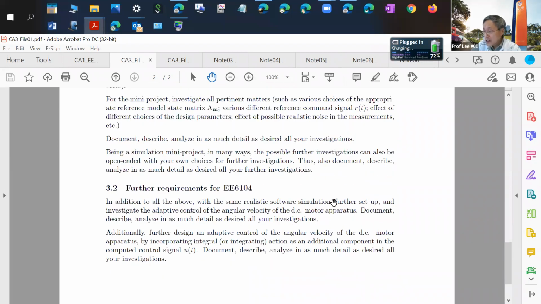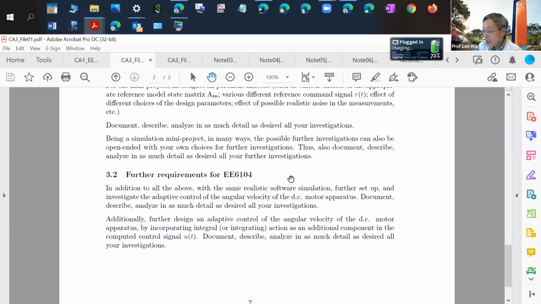For 6104, I'm not just asking you to do more, I'm pushing you further. For the same setup, I keep it simpler. I said, just look at control of the angular velocity. So it's simpler. It's not the whole thing, it's just the angular velocity, no longer involving the position. So you go and do that, set it up, and that can be set up very, very simply.